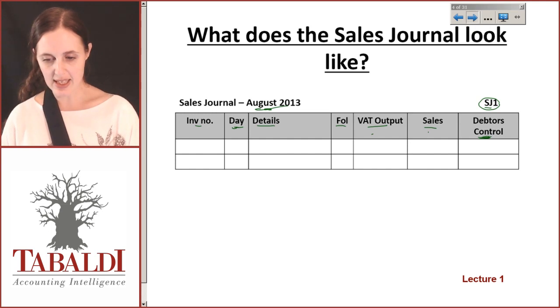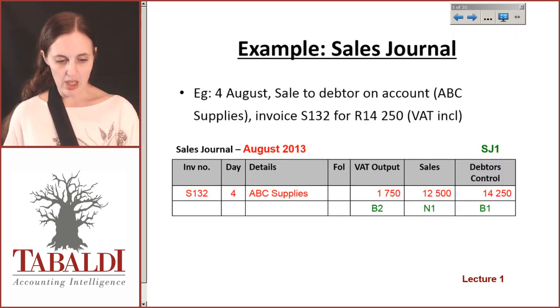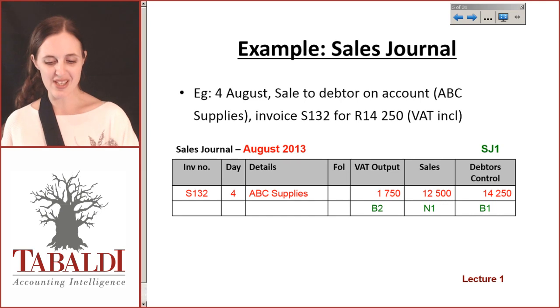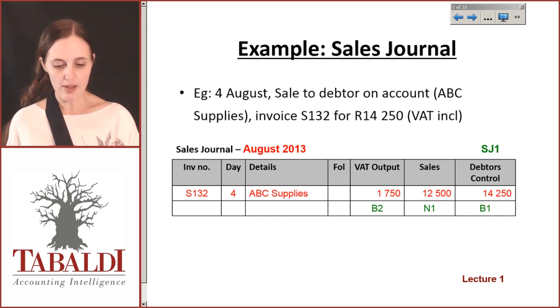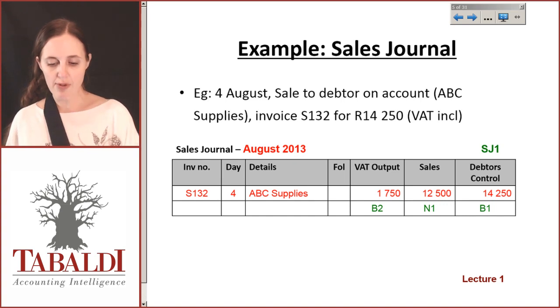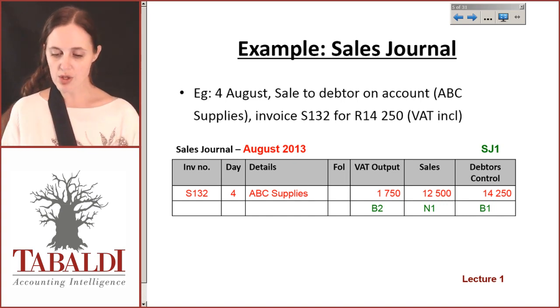Let's take a look at an example. Here's an example. On the 4th of August, there was a sale to a debtor on account, ABC Supplies, invoice S132 for 14,250, VAT inclusive.